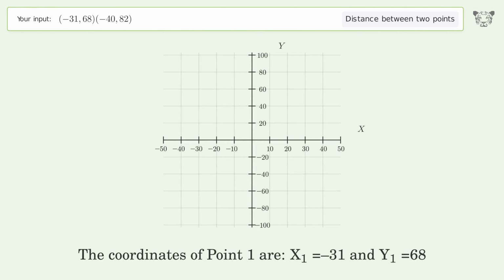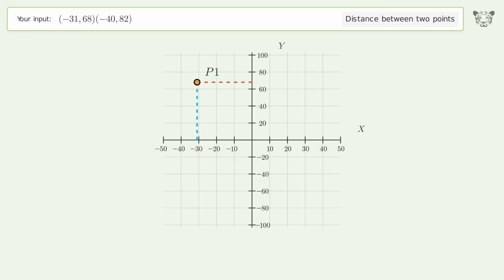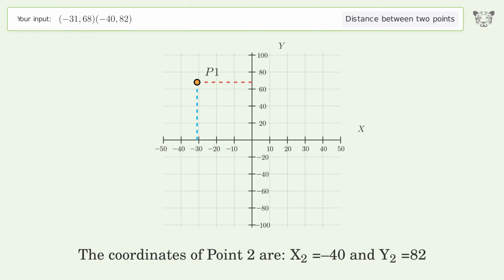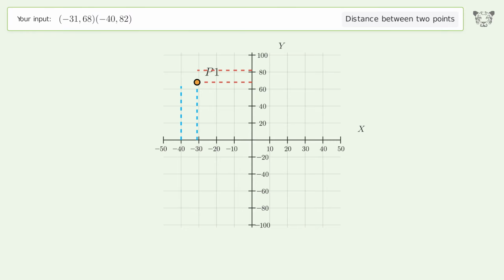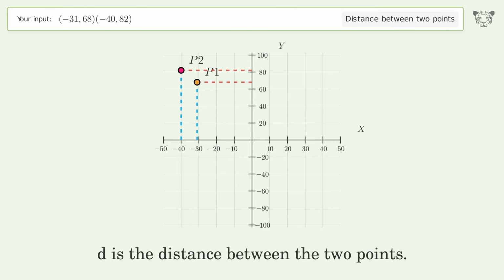The coordinates of point 1 are x1 equals -31 and y1 equals 68. The coordinates of point 2 are x2 equals -40 and y2 equals 82. D is the distance between the 2 points.